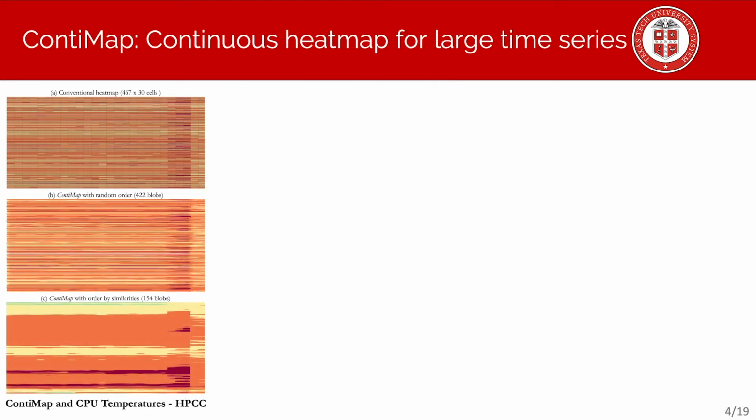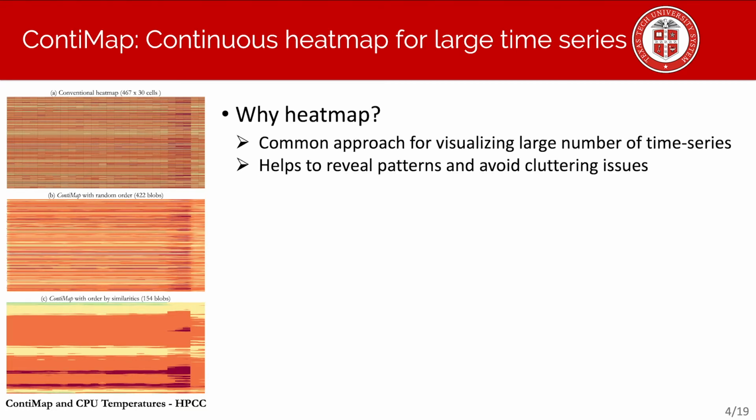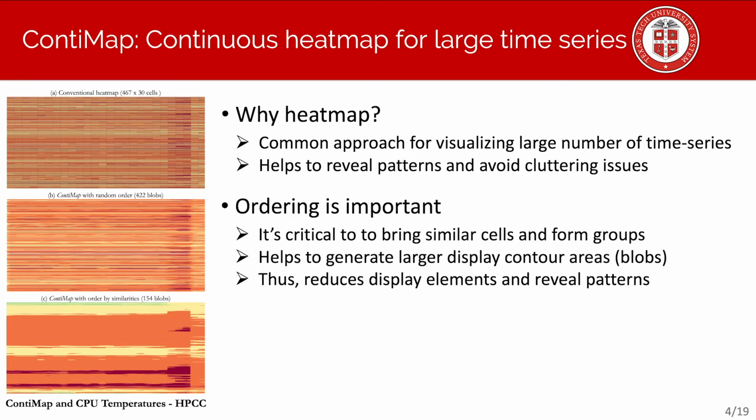That's why we propose to use a continuous heatmap for large time series data. So why do we use a heatmap? Because it's a common approach for visualizing a large number of time series. It also helps to reveal the patterns and avoid cluttering issues. In this case, ordering the data items is important because it's critical for our approach to bring similar cells together and form groups. It helps to generate larger display contour areas, or blobs, thus reducing the display elements needed and helping to reveal the patterns.